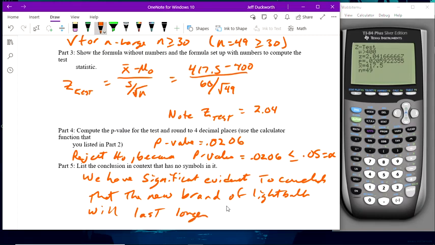And we'll just say longer than the old ones, or longer than 400 hours. How's that? Now, yours doesn't have to be verbatim the same as mine, but make sure that you're saying a similar thing. We have evidence to say that the new light bulbs are better, last longer, something like that. All right? That would be in the context of the problem.